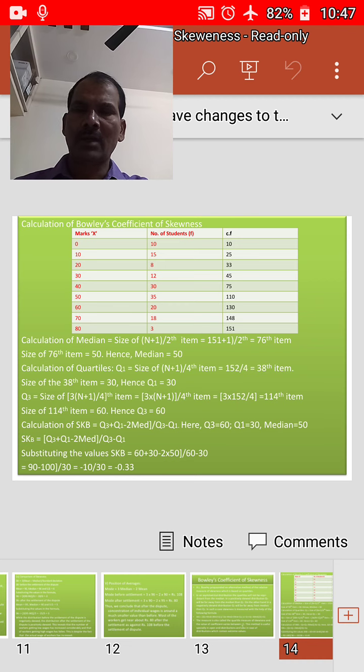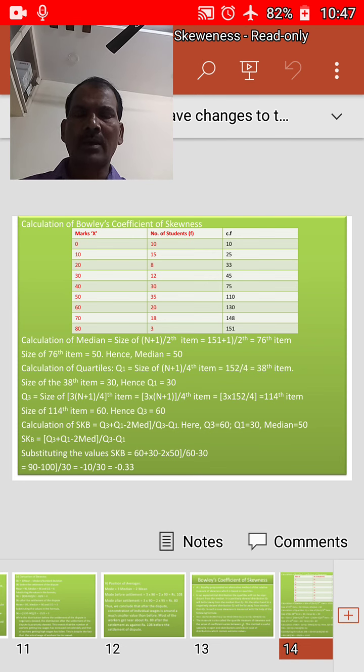Calculation of quartiles. Q1 is equal to size of (n plus 1) by 4th item, that is 152 by 4, that is the 38th item. The 38th item, if you look at the cumulative frequency 45, the corresponding x value will be 30, hence 30 will be Q1.